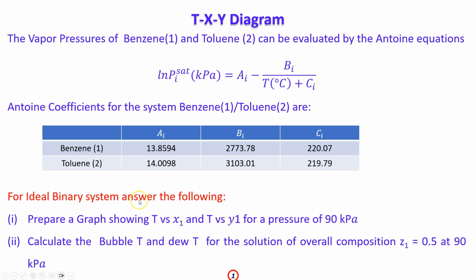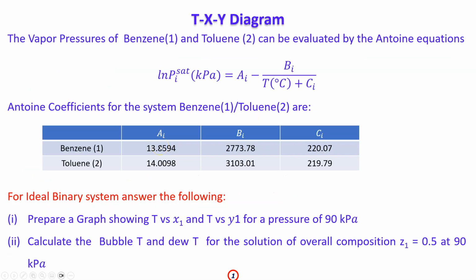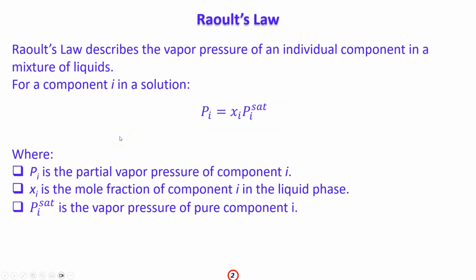So this is the question. Now we are going to solve the problem. Now we know Raoult's law. Here in the problem it is mentioned that the solution is an ideal binary system, so it is an ideal solution case. So we can use Raoult's law. So what is Raoult's law?